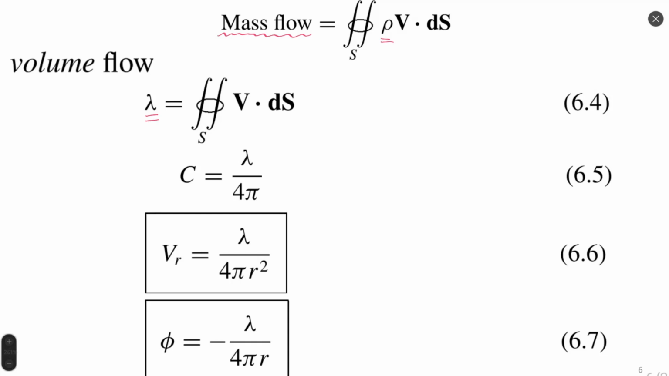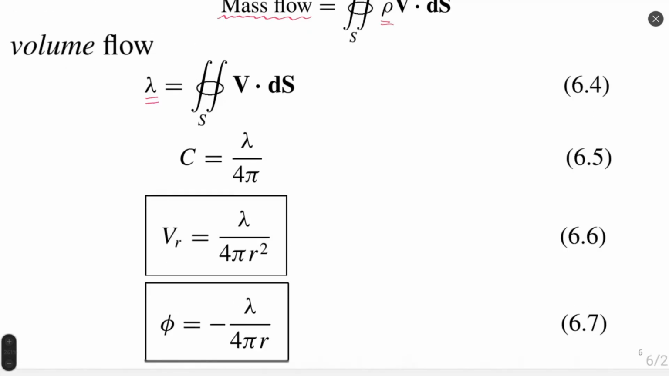constant in the previous equations, we see the radial component of velocity, Vr, which would be inversely proportional to the distance squared, and the potential function, which would be inversely proportional to the distance from the origin of coordinates.